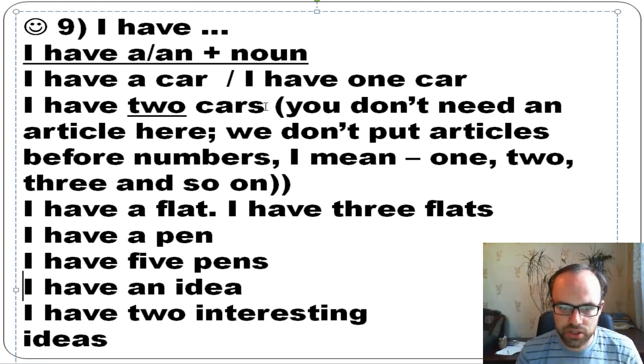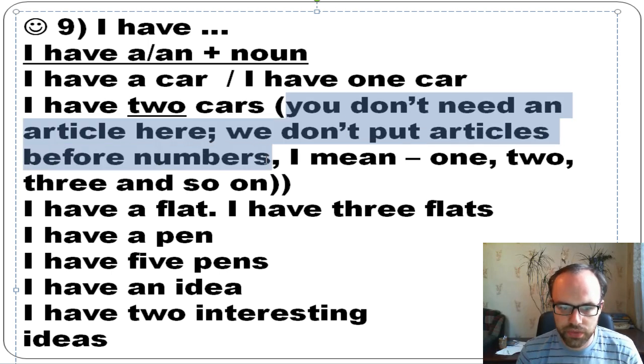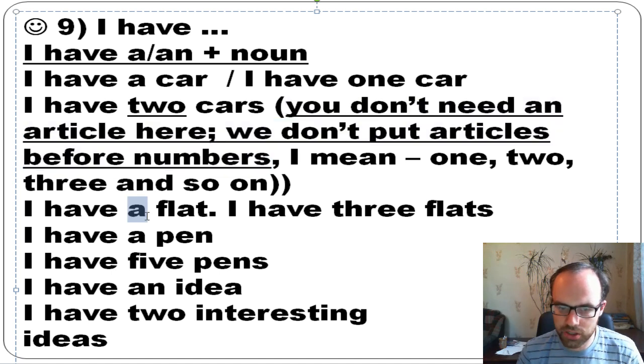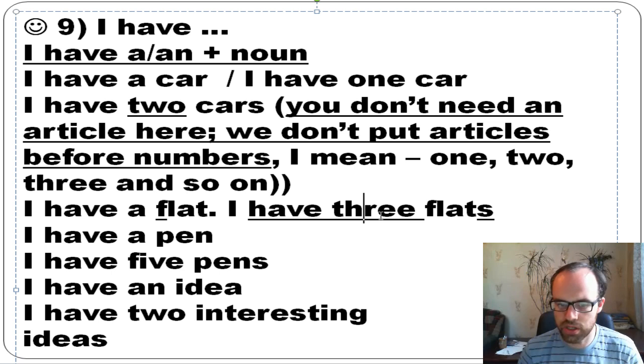So, you don't need an article here. We don't put articles before numbers. 1, 2, 3, and so on. Look, I have a flat. We have an article a, because F is a consonant. But I have 3 flats. We add s because it's plural, not singular, and we don't have an article here because we don't put articles before numbers.